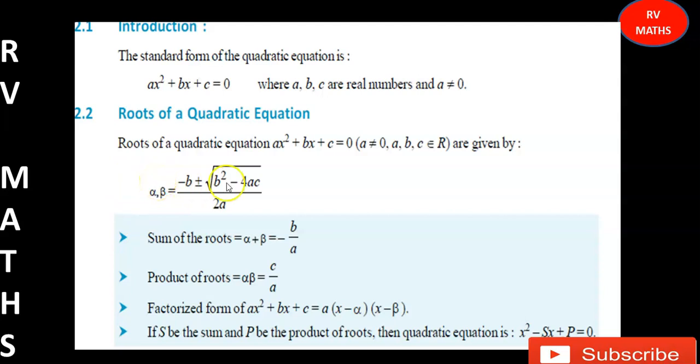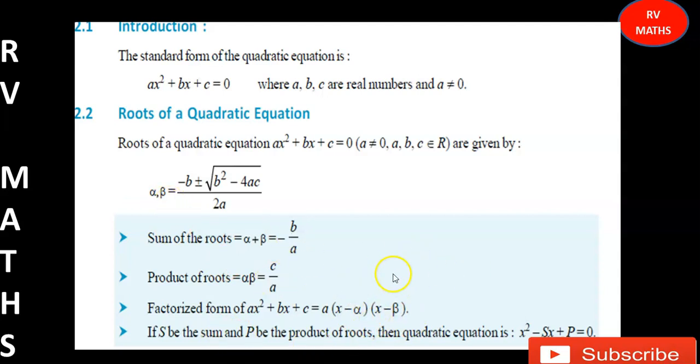Those two roots can be obtained by using a well-known formula: minus b plus or minus square root of b square minus 4ac, by 2a. And the sum of the roots, alpha plus beta, is an important relation: minus b by a. Similarly, the product of the roots, alpha into beta, is c by a. And the same quadratic expression ax square plus bx plus c equal to 0 can be written in factorized form as a into x minus alpha into x minus beta, using the roots alpha and beta.